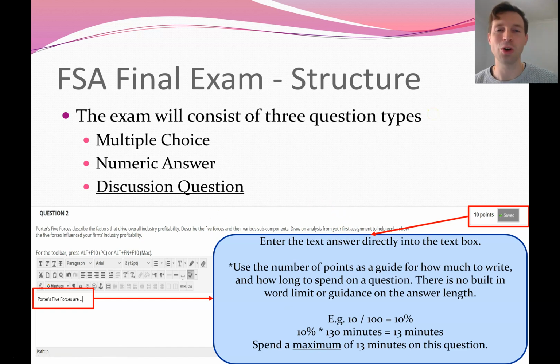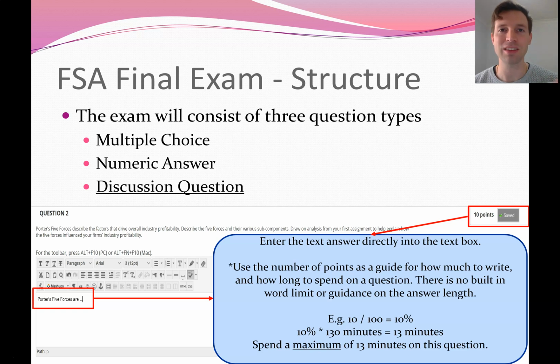Okay, so that concludes what your final exam is going to look like in UTS Online. The structure and style will be very similar to your practice exam. Multiple choice, numeric answer, and discussion questions. It'll add up to 100 marks, but the questions may be on different topics to your practice exam.